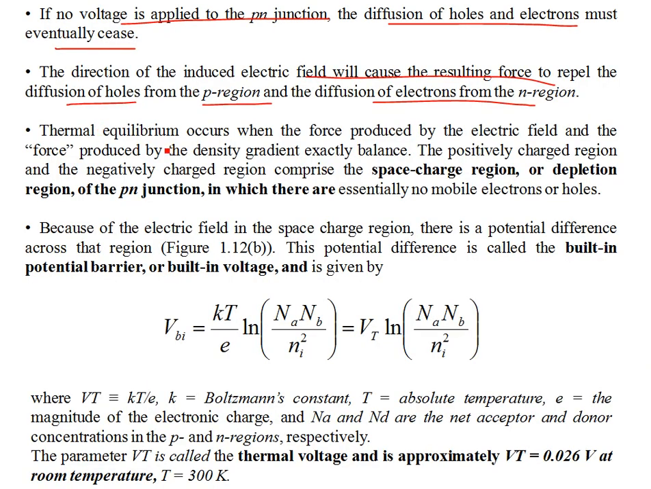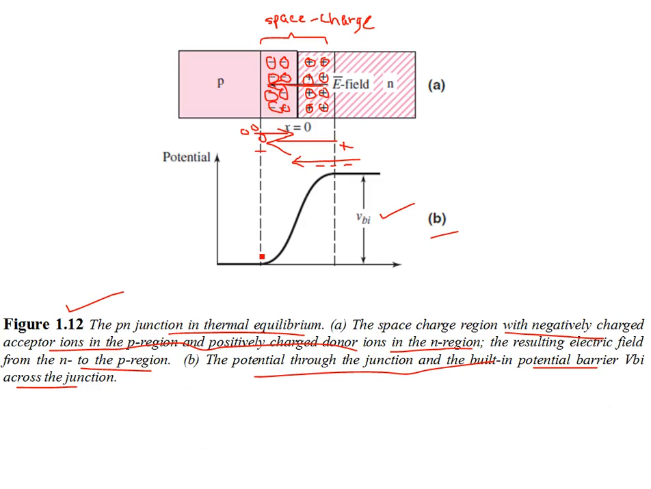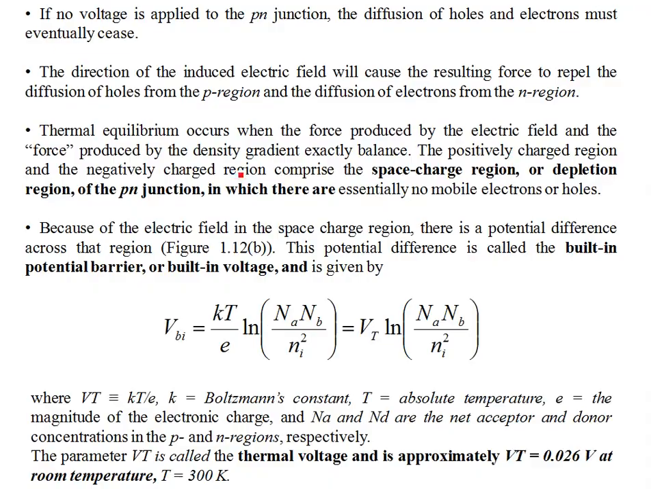So thermal equilibrium occurs when the force produced by the electric field and the force produced by the density gradient exactly balance each other out. The two forces balance each other and you have thermal equilibrium. Now the positively charged region and the negatively charged region comprise the space charge region, or depletion region, of the p-n junction, in which there are essentially no mobile electrons and holes. Because of the E field in the space charge region, there is a potential across that region, which we have shown in this figure 1.12b.